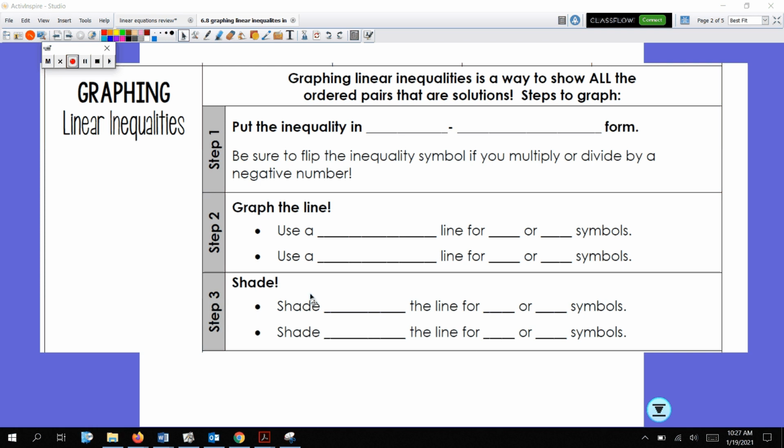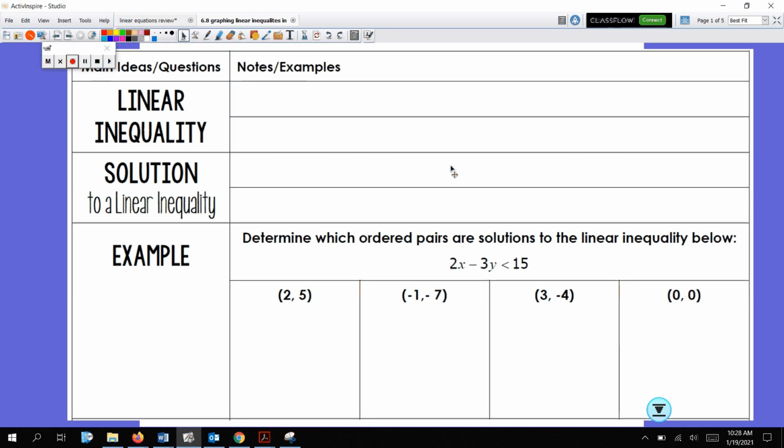All right, the final section of chapter 6. Let us begin. So out of the book, this is section 6.8. We're going to be graphing linear inequalities, okay? First off, let's just define what a linear inequality is.